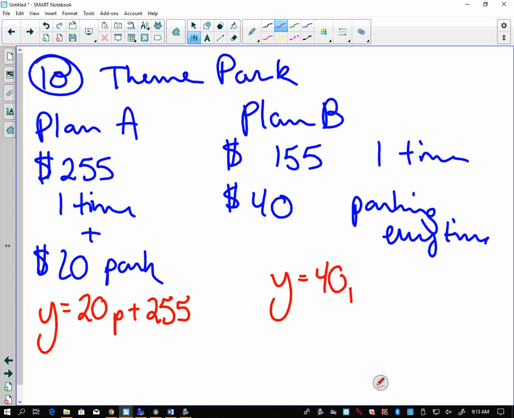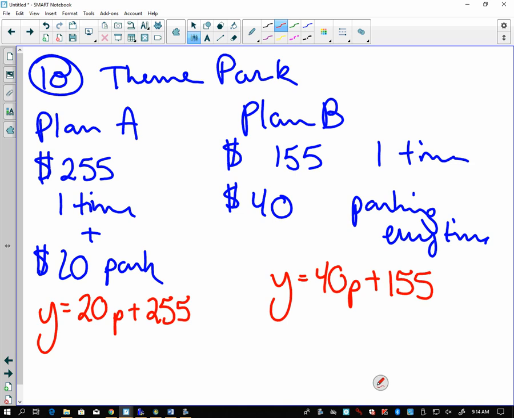40p plus 155, very good. All right, now we want to know, when are they going to have the same cost? Well, what variable represents cost in those equations? P represents the number of times we go. Y represents the cost, right? Because if I go twice, that's 20 times 2 plus 255. That's my total cost, right? If I go 2 times.